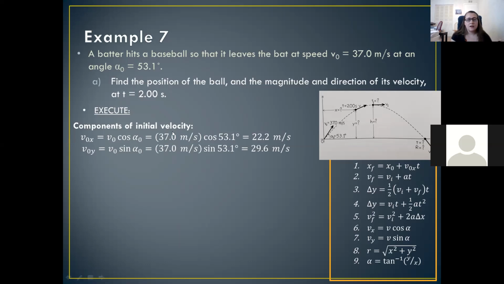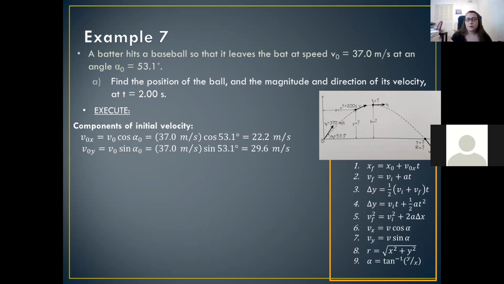So when we plug in our initial velocity and our angle, that gives us an initial x velocity of 22.2 meters per second. And same basic idea for our initial y velocity, but this time we're using sine because y is opposite the angle. So sine is opposite over hypotenuse, therefore we're using the sine. And so that gives us an initial y velocity of 29.6 meters per second.